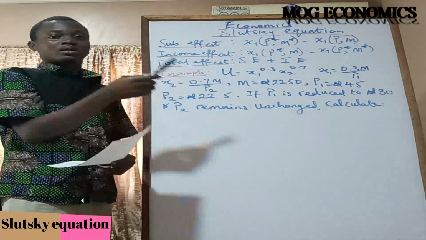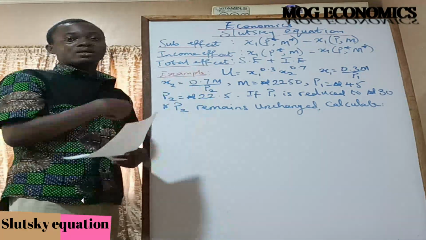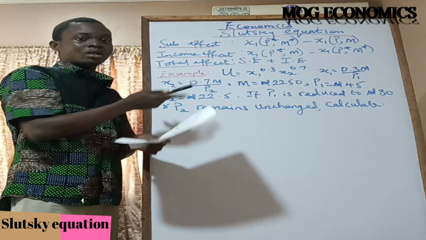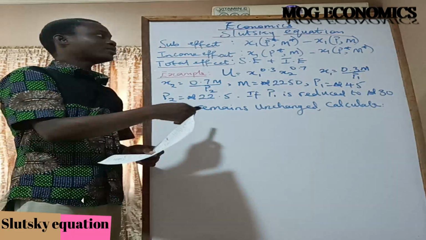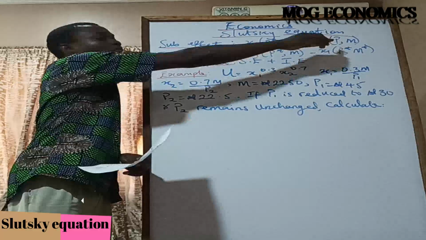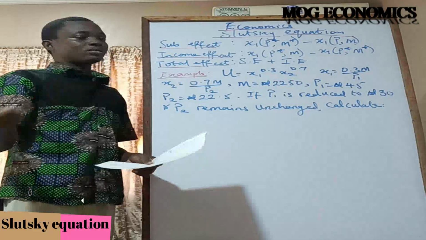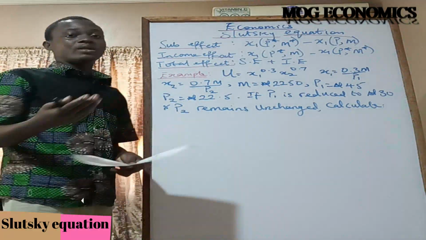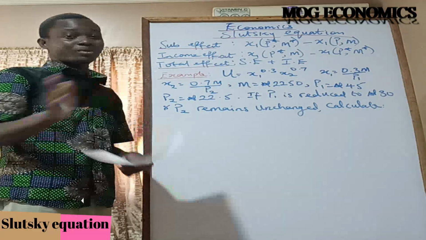Now for the total effect, I've written SE plus IE here because of space. If it were an examination, what we are supposed to do is write this formula plus this formula, and that'll be it. So let's solve an example for us to understand what we are doing. It's a very simple thing, to be honest.